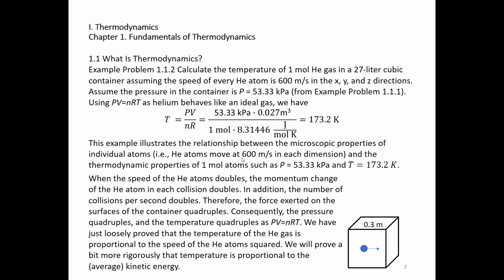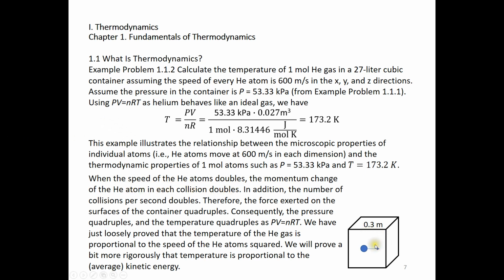What if the speed of all helium atoms doubles? Let's go from 600 meters per second to 1200 meters per second. What happens to the pressure? What happens to the temperature? It's pretty simple. When the speed doubles, the momentum change of the helium due to the collision also doubles.